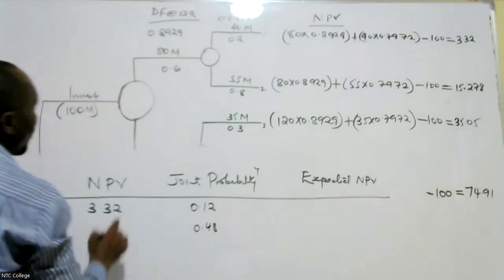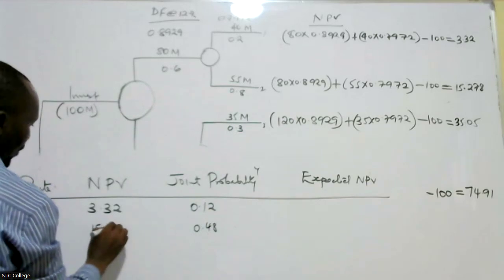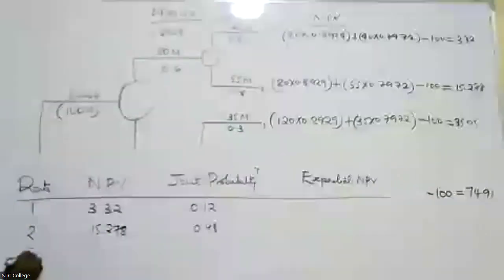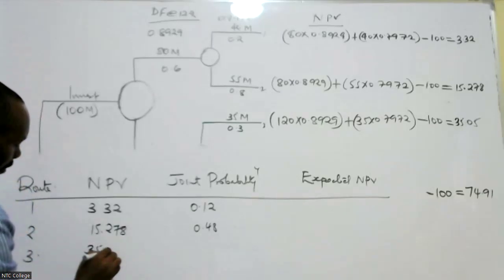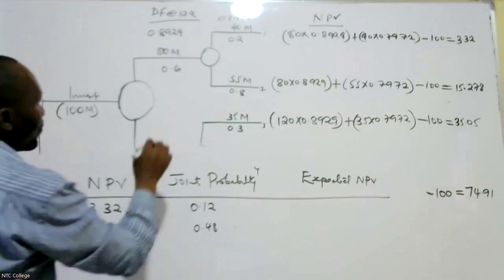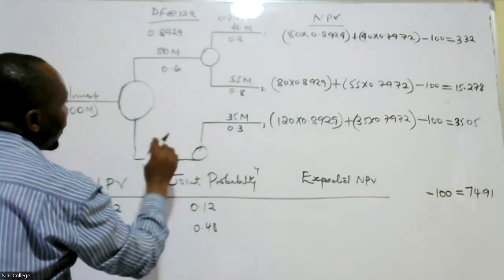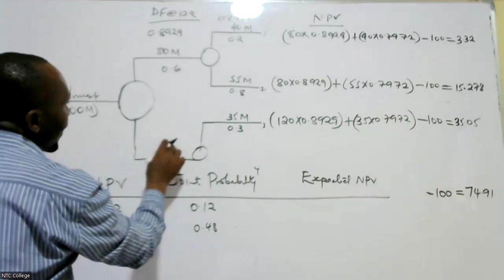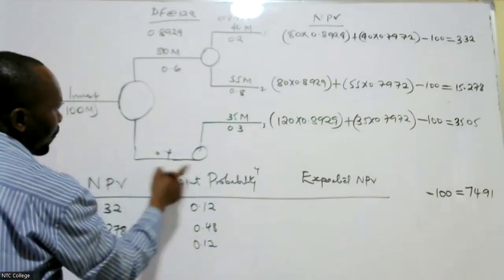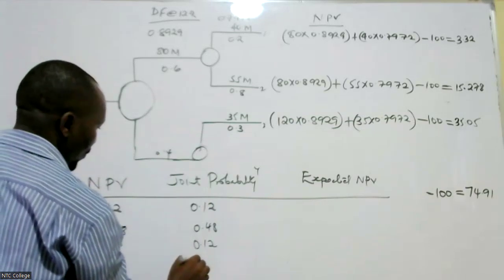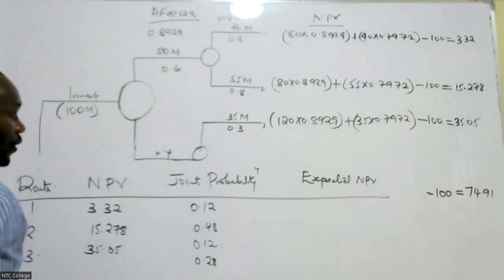Then for line two, this times this, 0.48. But then here we have 15.278. Then we have number three, 35.05. Joint probability here was 4, right? This was 4 here. So it is 0.4 times 3, 0.12. Then the other one was 0.4 times 7, which was 0.28. Add the probabilities, they should add up to 1.